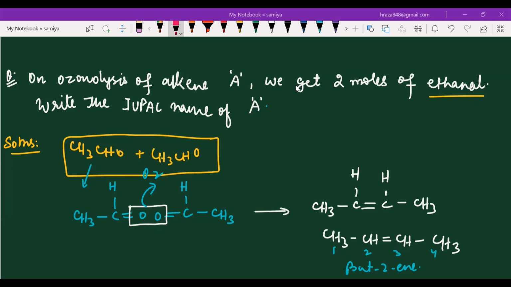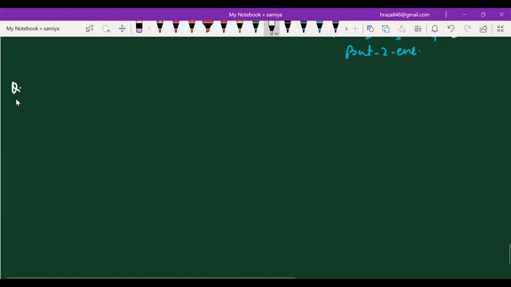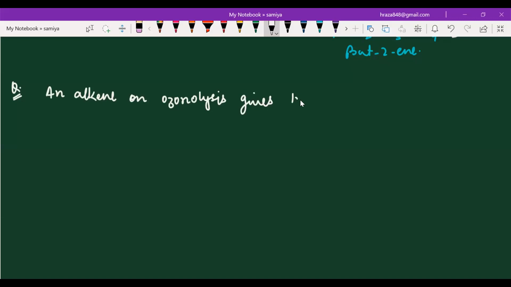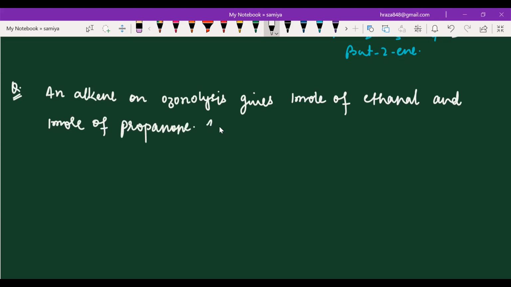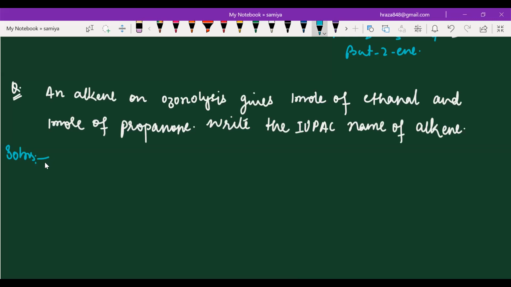Are you done with this? Yes, sir. Okay. If I give you an alkene that on ozonolysis gives 1 mole of ethanol and 1 mole of propanol, write the IUPAC name of the alkene. Please let me know if you are unable to solve.